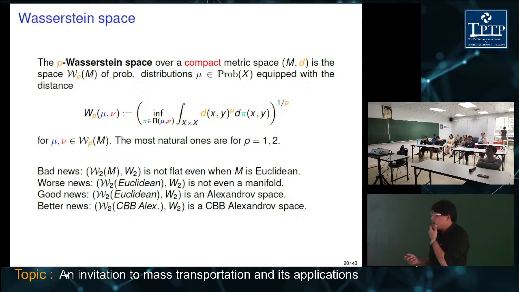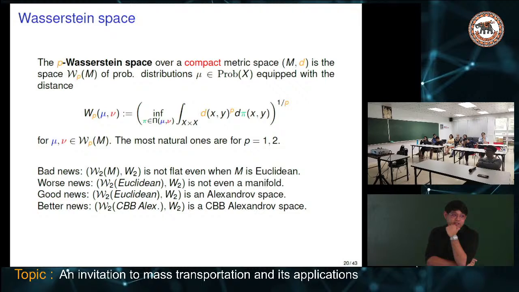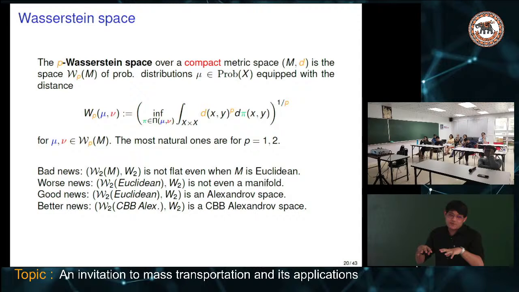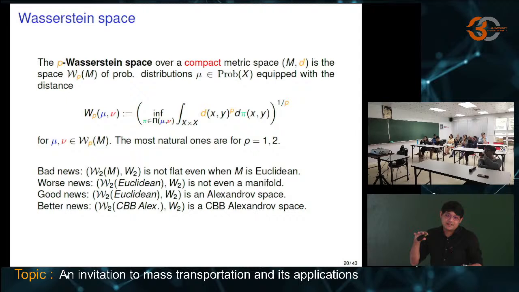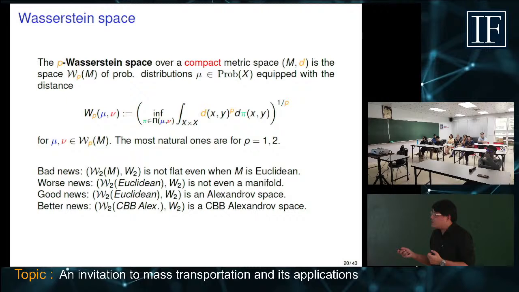And we have bad news: even if M is a Euclidean space, the geometry of Wasserstein space is still not Euclidean. As you lift the data space from Euclidean to the distribution space, the flatness is lost. You lose the linearity of the space. So in order to deal with probability distributions, even over Euclidean space, you have to use a different kind of geometry.